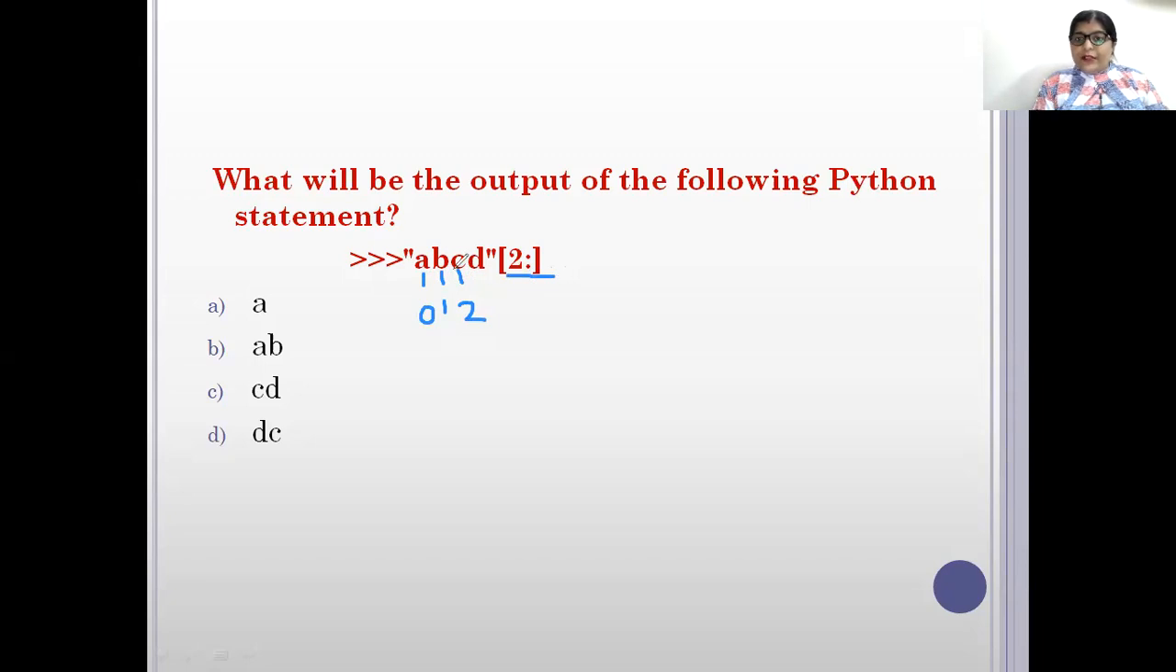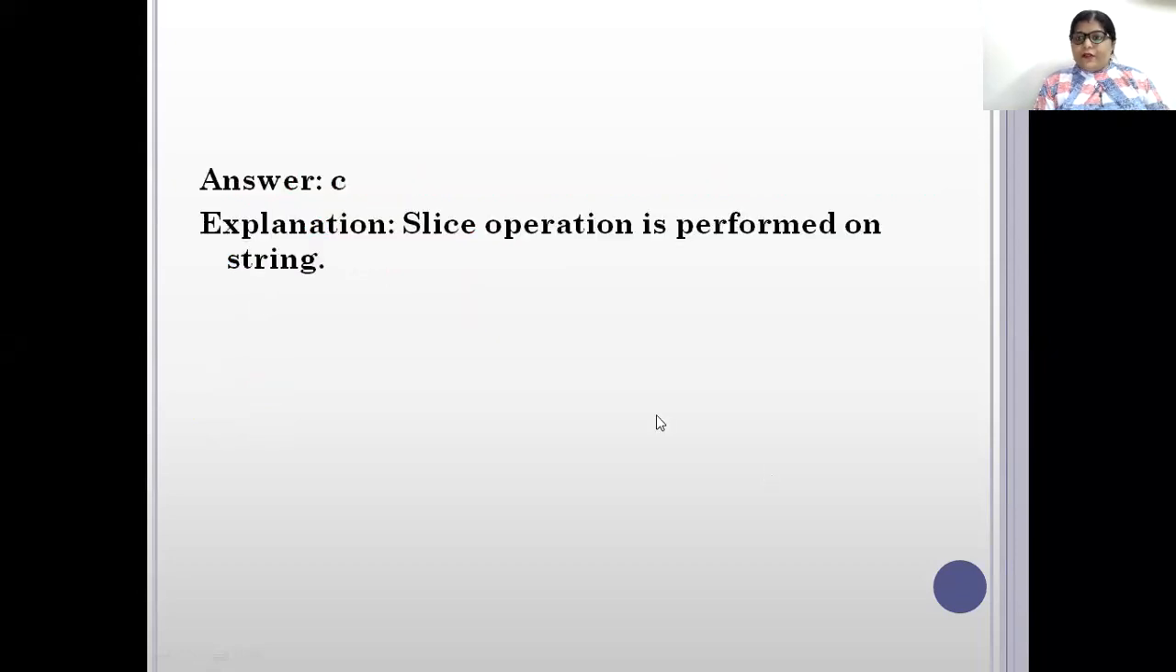In the question, it is given as 2 colon. 2 colon means we are starting from index 2 till the end. What is there in the string? It starts from the C. So the answer will be CD, meaning we have moved to the end of the string. Got it? So the answer here is C.